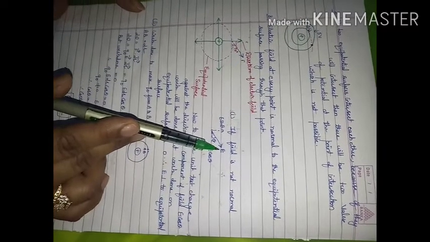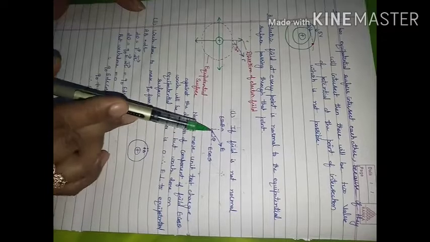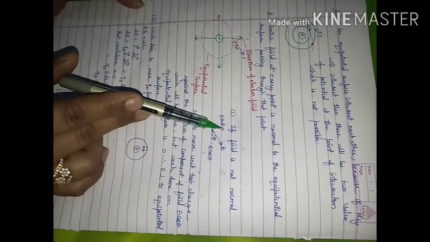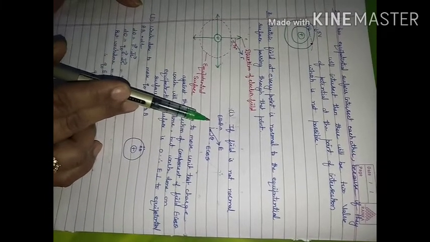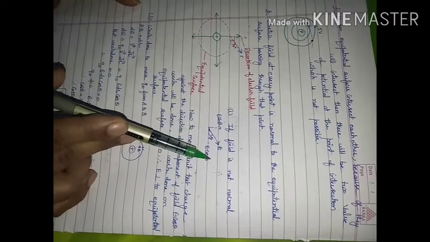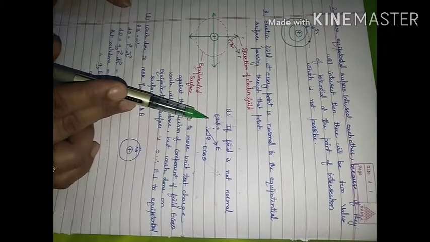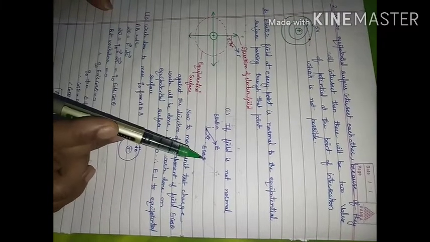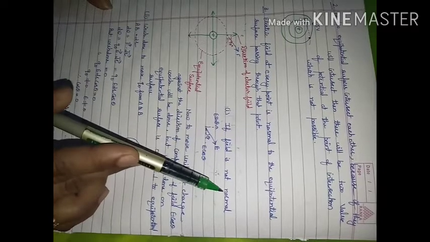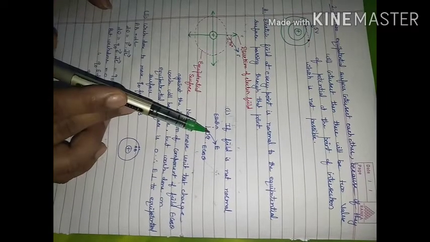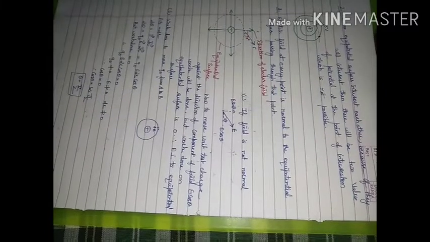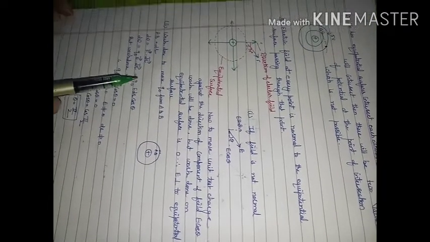So E you can break up into two components, E cos theta and E sin theta. Now if you want to move a charge in this direction, you have to work against this component, and work done on an equipotential surface is going to be 0. So the electric field should be normal to the surface. It will not make any other angle except 90 degrees. And the same case we can consider like this also.